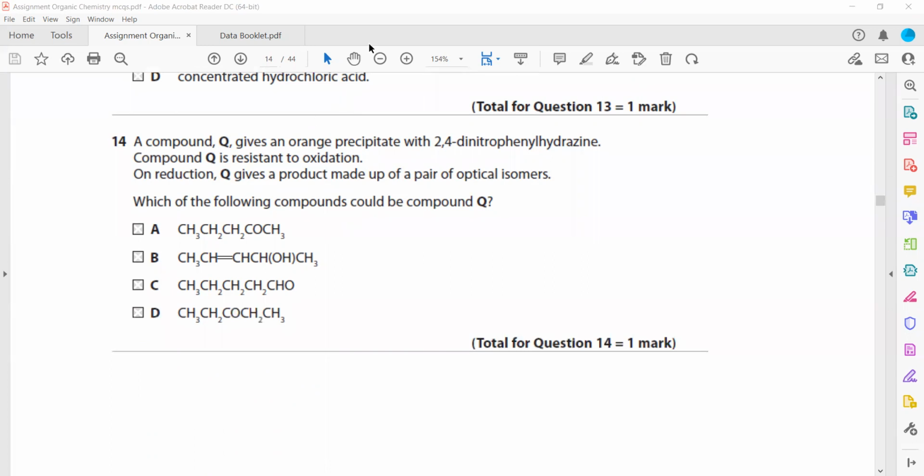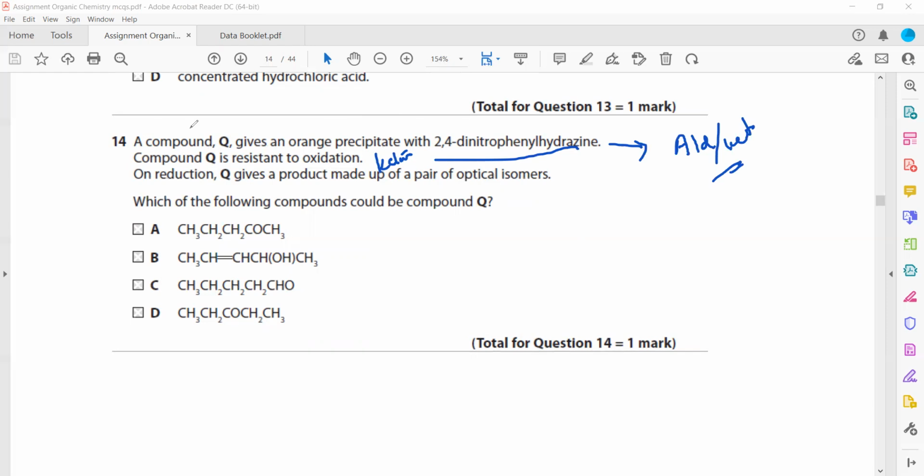Compound Q gives an orange precipitate with 2,4-dinitrophenylhydrazine. That is a positive test for both aldehyde and ketone. Both give a positive result with this. Compound Q resists oxidation, so compound Q cannot be oxidized. It gives a positive, so it means it is an aldehyde or ketone. It resists oxidation, so it cannot be oxidized. So it gives an idea it is a ketone, because aldehyde can be oxidized, ketone cannot be oxidized.